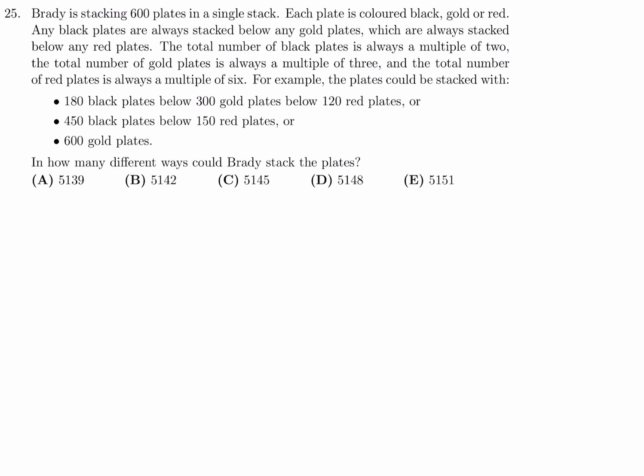Brady is stacking 600 plates in a single stack. Each plate is colored black, gold, or red. Any black plates are always stacked below any gold plates, which are always stacked below any red plates. The total number of black plates is always a multiple of 2. The total number of gold plates is always a multiple of 3, and the total number of red plates is always a multiple of 6.